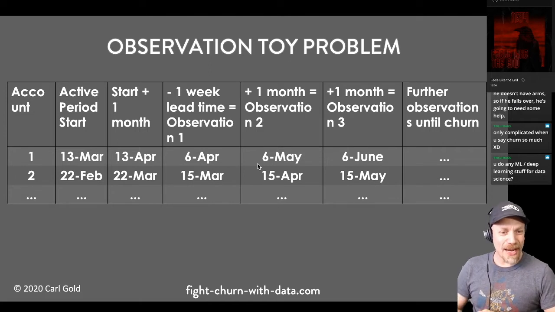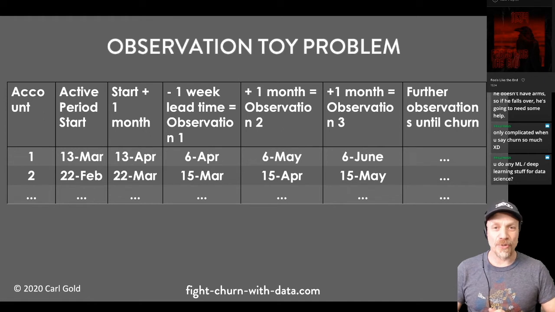Do we do any machine learning and deep learning stuff? Yes, we absolutely do machine learning, although we don't use deep learning for this problem because, well, deep learning is more for image recognition and audio processing. Churn is a problem with more structured data, so we don't really use deep learning for it.